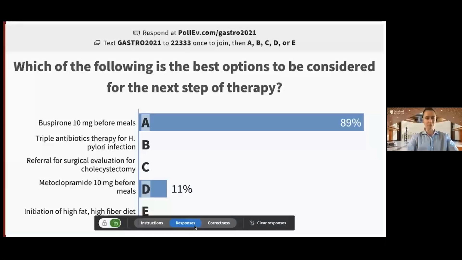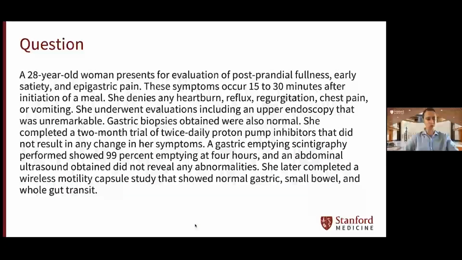So the majority of attendants answered correctly, buspirone 10 milligrams before meals. And if we go to the question again, some folks responded metoclopramide. So the diagnosis here is functional dyspepsia, which has a lot of overlap symptoms to gastroparesis. But in this question, there's no vomiting. And importantly, the gold standard for diagnosing gastroparesis is delayed stomach emptying on scintigraphy, which was absent in this patient. So this patient showed 99% emptying at 4 hours, which is basically complete emptying.